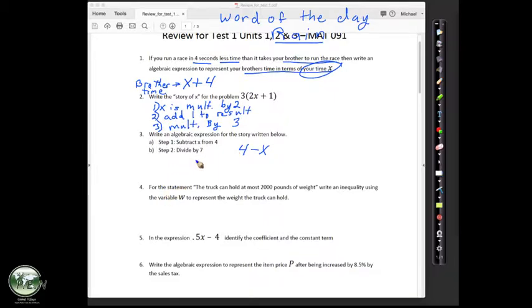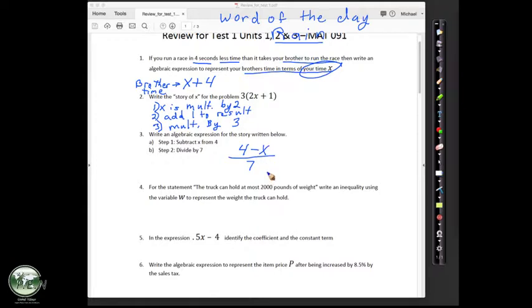Then what do we do? Divide by 7. Do we divide the 4 or do we divide the x? The whole thing, right? Because each time in our story something was completed. So we're going to divide by 7. This would be the right answer we're looking for. And again, on the test, you'd probably also see x minus 4, which would be wrong, over 7.